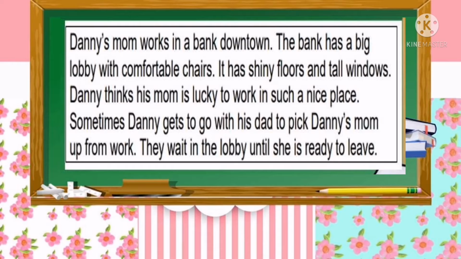Danny's mom works in a bank downtown. The bank has a big lobby with comfortable chairs. It has shiny floors and tall windows. Danny thinks his mom is lucky to work in such a nice place. Sometimes Danny gets to go with his dad to pick Danny's mom up from work. They wait in the lobby until she's ready to leave.